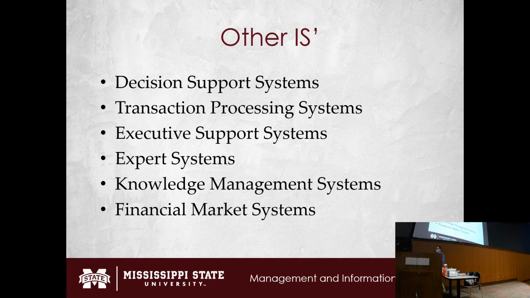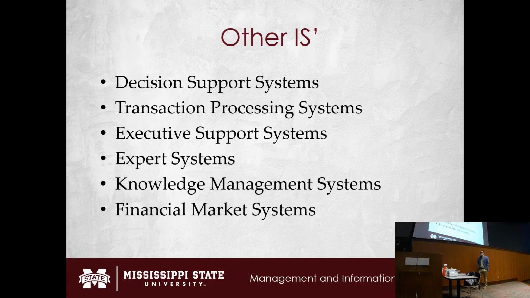And then lastly, we have financial market systems. So a financial market system is simply going to be a system that allows for maybe trading of equities, funds, stuff like that. Could give us historical information, could give us projections, really anything like that.